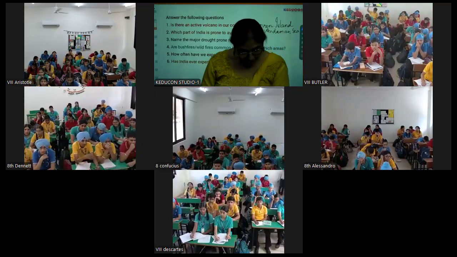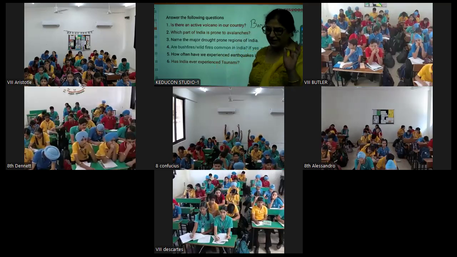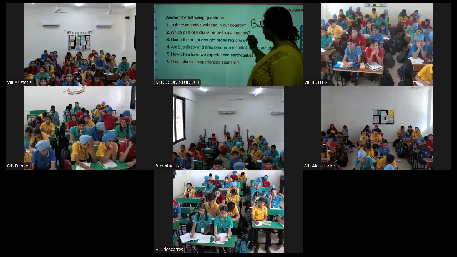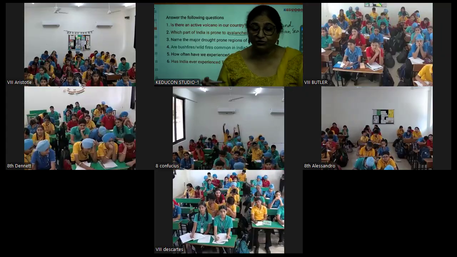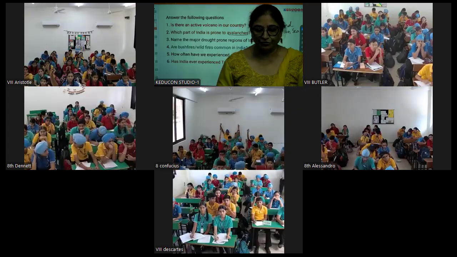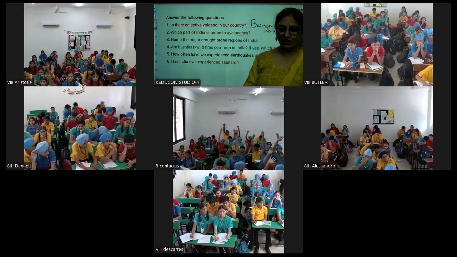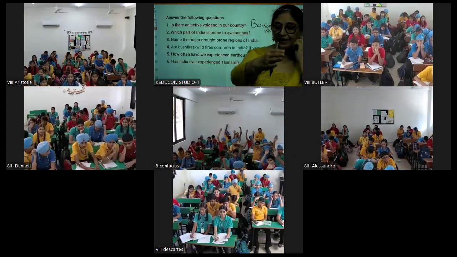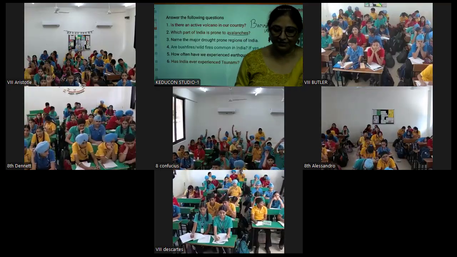Now, next one is: which part of India is prone to avalanches? Very common, even if you don't know, avalanche is like falling of snow. So which part of India has snowfall? Who knows? Obviously, it is going to happen there only. Okay, first bench on my right, I can only see a hand raised. Raja. Yes.